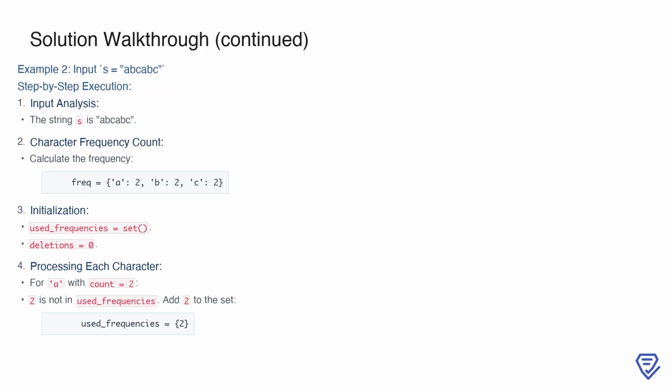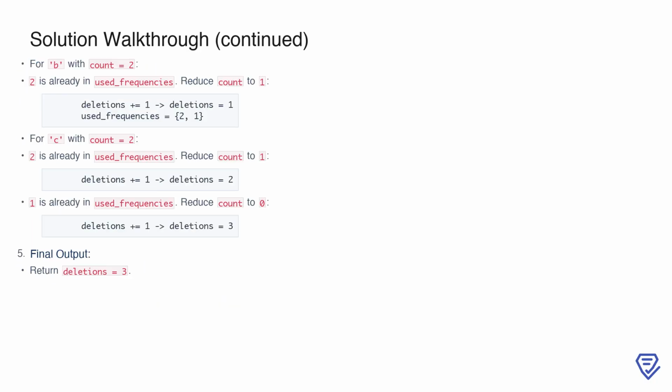Now, let's work through another example where the input string s is "abcabc". First, we analyze the input. The string has 6 characters, and each character appears twice. Using a counter, we calculate the frequencies as a: 2, b: 2, c: 2. We then initialize used_frequencies as an empty set and deletions as 0. Starting with a, which has a count of 2, we check if 2 is in used_frequencies. Since it's not, we add 2 to the set, and no deletions are needed at this step.